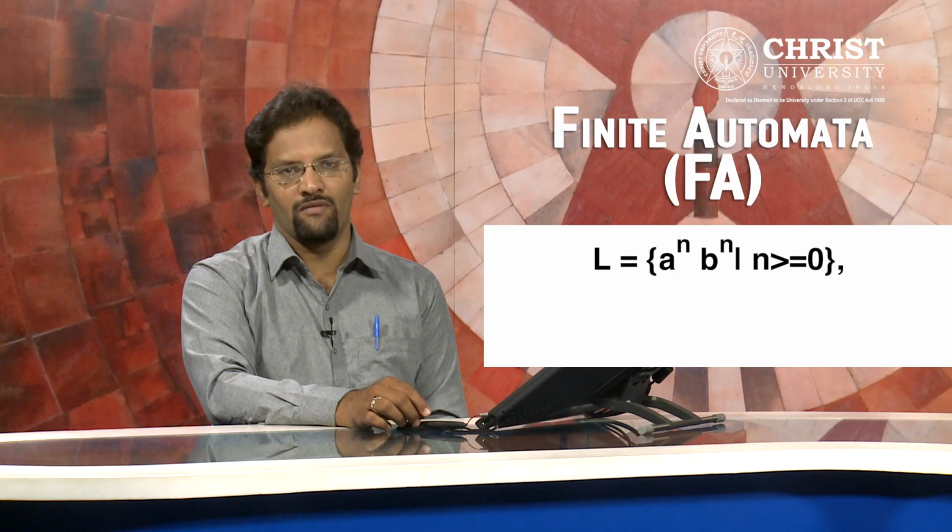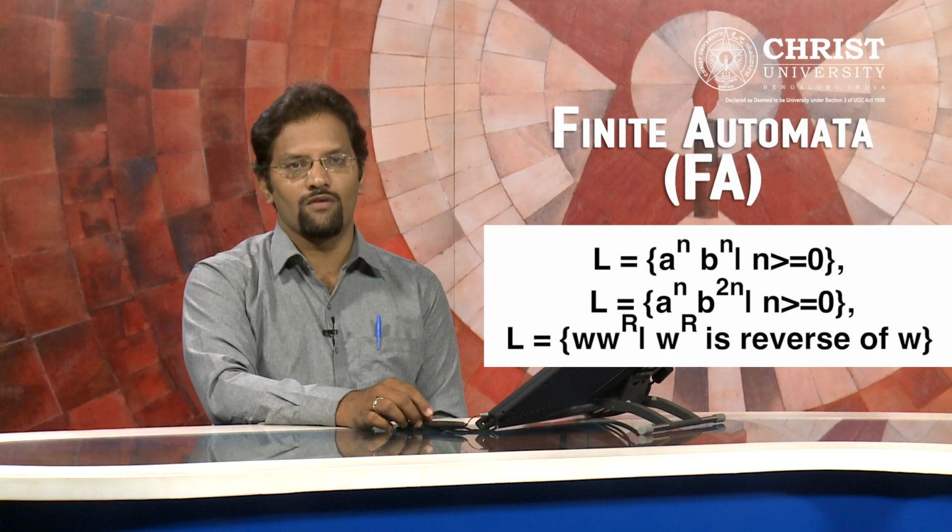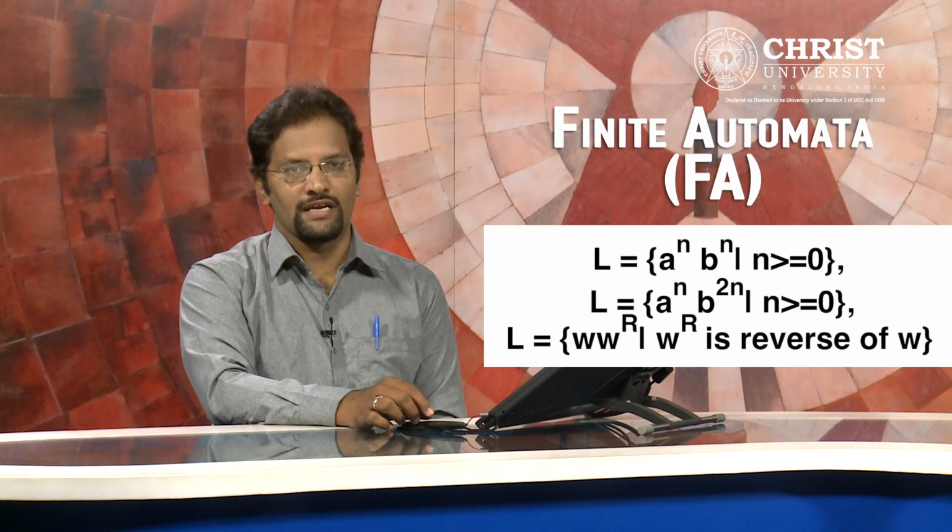Some of the problems include L equals a^n b^n such that n greater than or equal to 0, L equals a^n b^2n such that n greater than or equal to 0, L equals WW^R where W^R is reverse of W. To overcome these drawbacks of finite automata, another type of automata called push down automata, in short PDA, can be used. Let us start with the definition of PDA followed by a design of PDA for a specific language given.